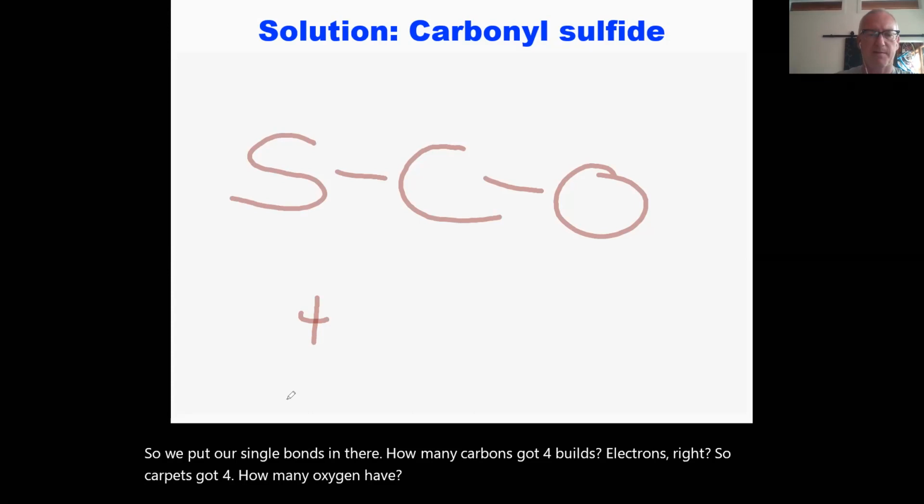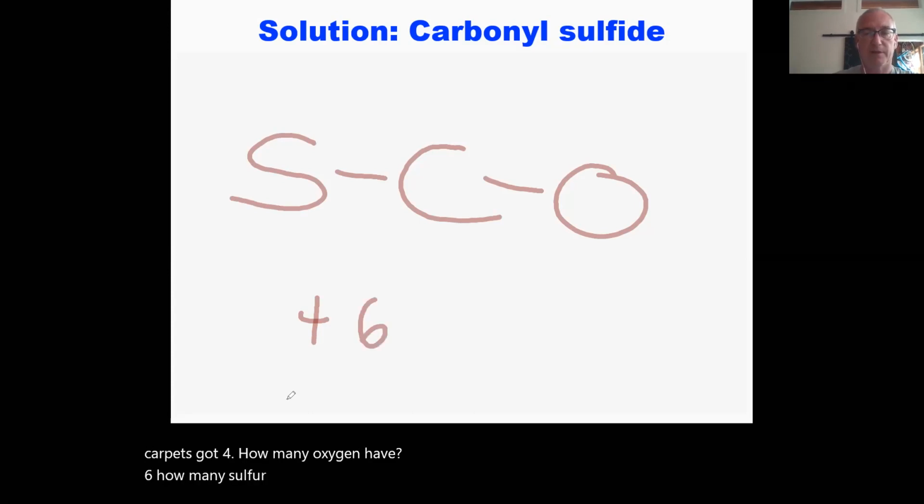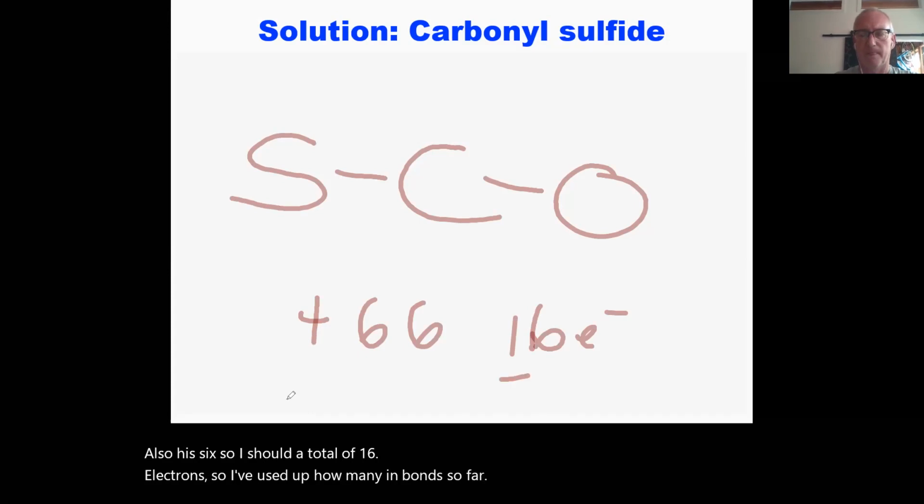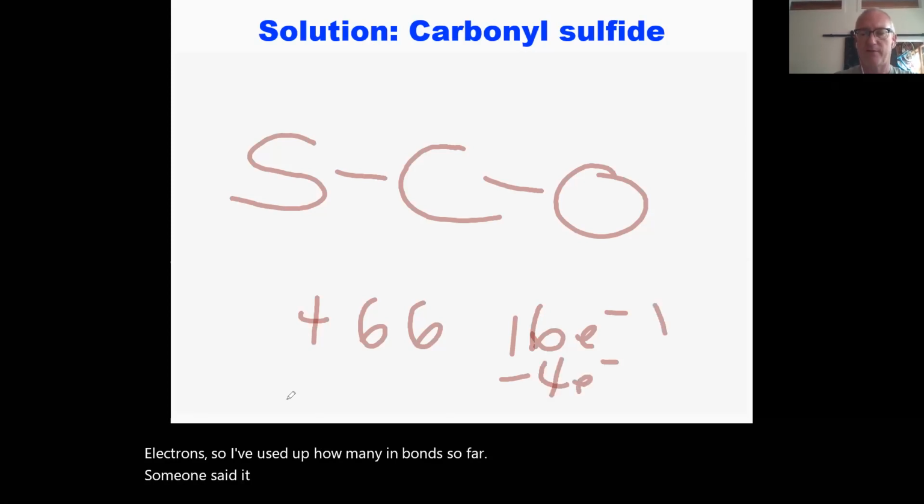6. And how many does sulfur have? It's in the same group as oxygen. Also has 6. So I show a total of 16 electrons. So I've used up how many in bonds so far? 4. Someone said it, 4, right. So I got 12 left.